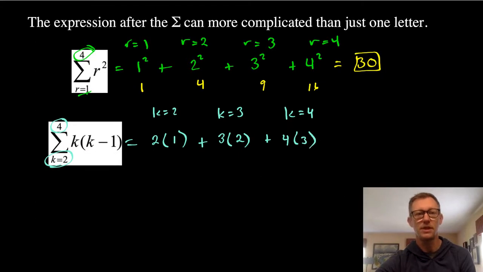So this just says, again, 12 plus 6 plus 2, and we get 20. There's the value of our series there.